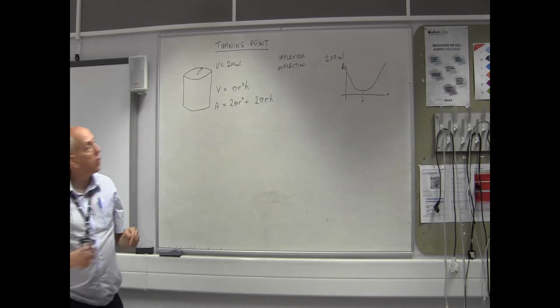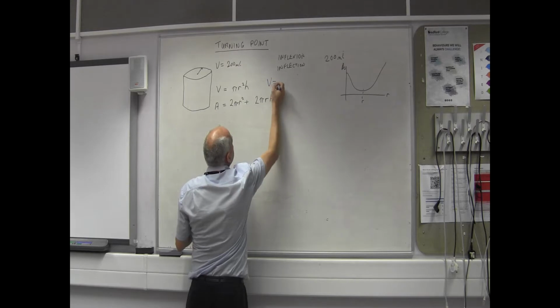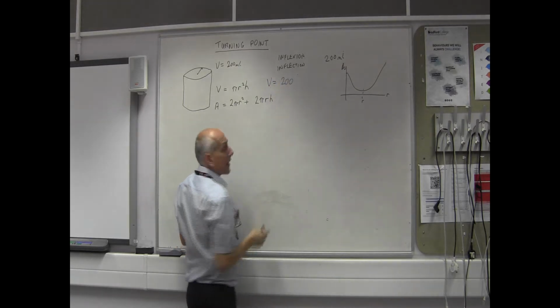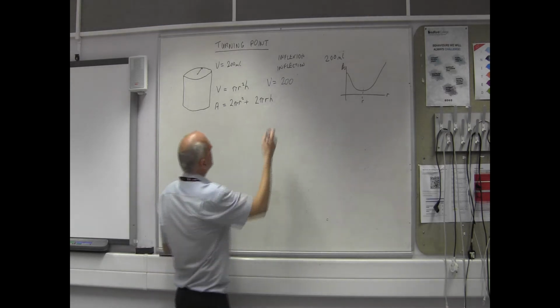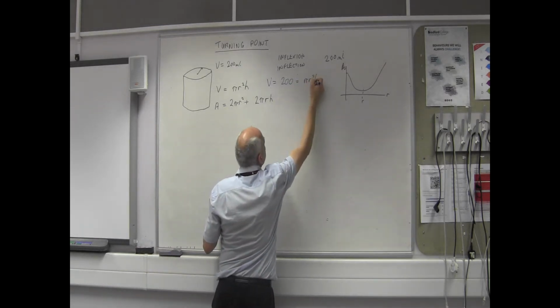Yeah, we know what the volume is, so V, we know what V is. So we know that V equals... swap the formula around a bit. Yes, exactly, swap the formula around, perfect. So 200 equals pi r squared h.